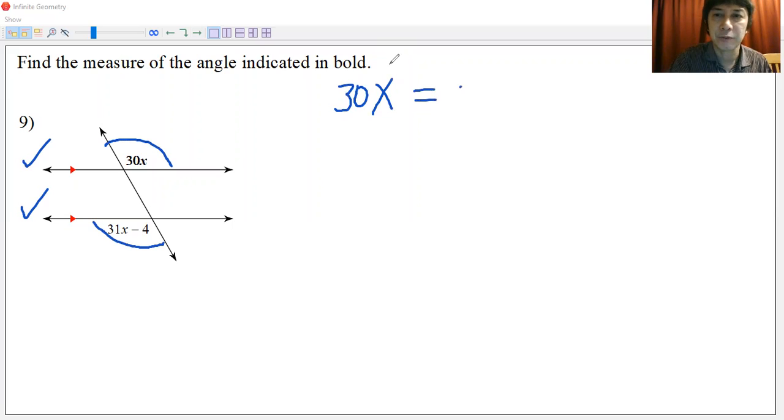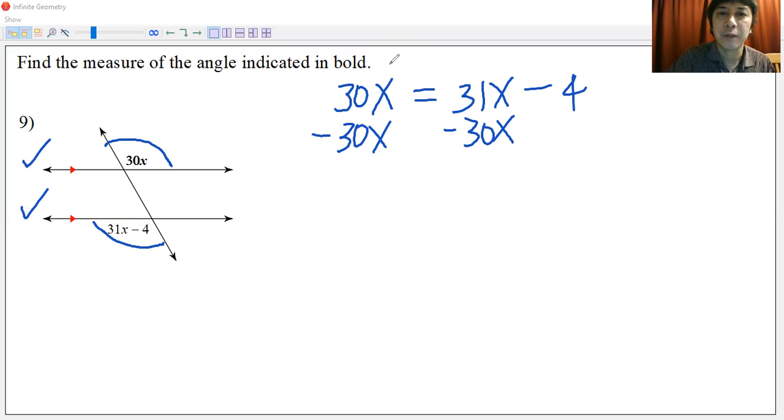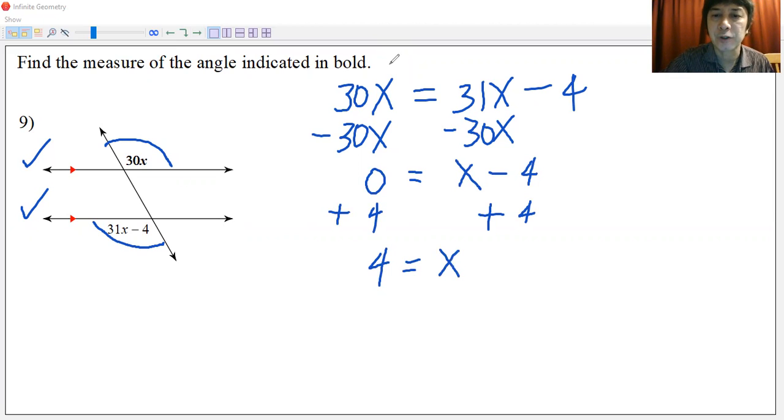30x must be equal to 31x minus 4. And we shall solve this by subtracting the smaller 30x. And so the left side is 0. We have here 31x minus 30x is 1x, or simply x, minus 4. All right, isolate the number from the letter. Add 4 and add 4. Left side is 4. Right side will just be the x, and x is 4.